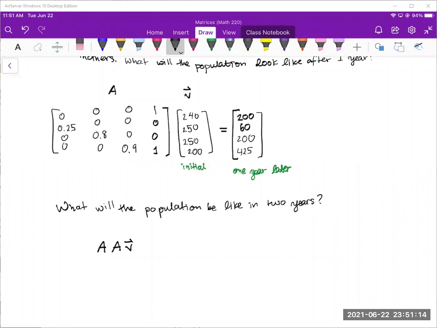Okay, so this says, how does the population change after 1 year? So this is our population 1 year later. We multiply by the matrix A, and that'll tell us what happened after another year. What's 1 year later after that? This is equal to A squared times V. So this composition that we're doing, where we look at how the population changes after 1 year, and then after 1 year again, we can calculate by doing a matrix multiplication.